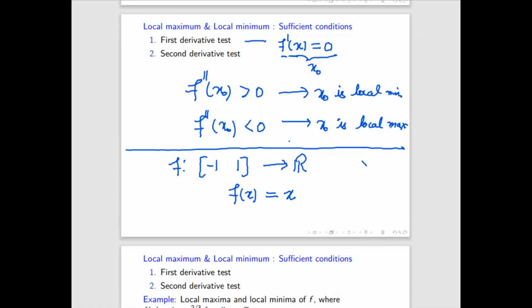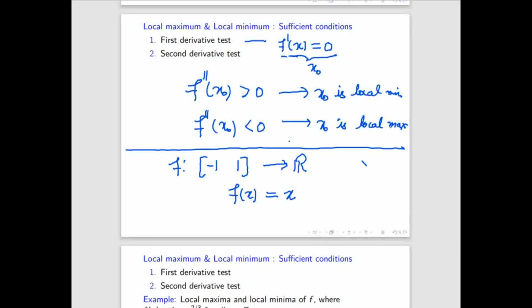So tell me the point where the function has a maximum and where the function has a minimum. At 1 it is maximum, at -1 it is minimum. So why at 1 is it maximum? No maximum or minimum, sir. It is parallel to the x-axis.